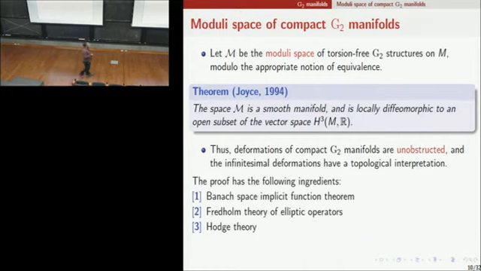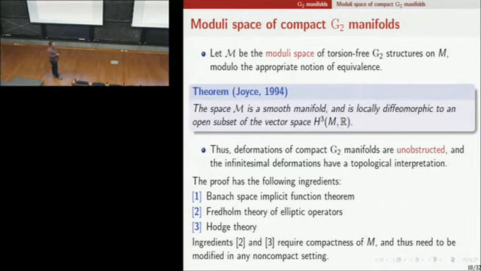Okay, I want to tell you what goes into the proof, because when we do this for conifolds, we try to follow Dominic's approach, but we have to modify things in several places. So the proof has 3 basic ingredients: the implicit function theorem for Banach spaces, and this is fine whether M is compact or not, and then some Fredholm theory of elliptic operators and some Hodge theory, and definitely 2 and 3, especially, well, both of them, require the compactness of M.